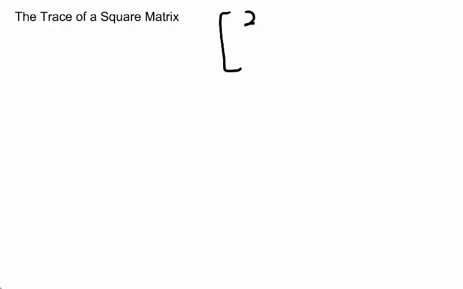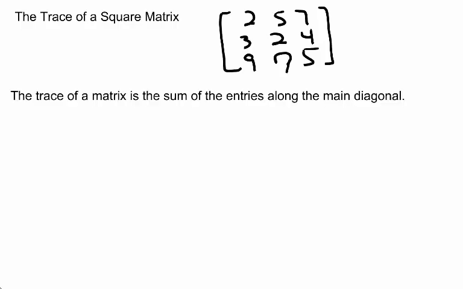In this video, we'll be talking about the trace of a square matrix and some of its properties. Let's begin by looking at the matrix with 2, 5, 7 in row 1. In row 2 we have 3, 2, 4. And in row 3 we have 9, 7, 5. The trace of a matrix is the sum of the entries along the main diagonal.